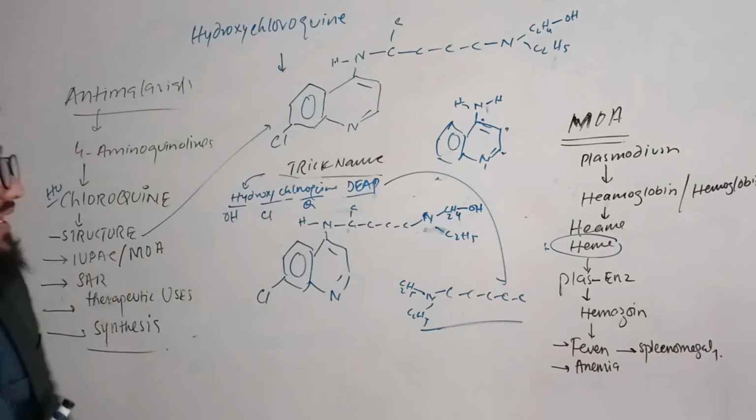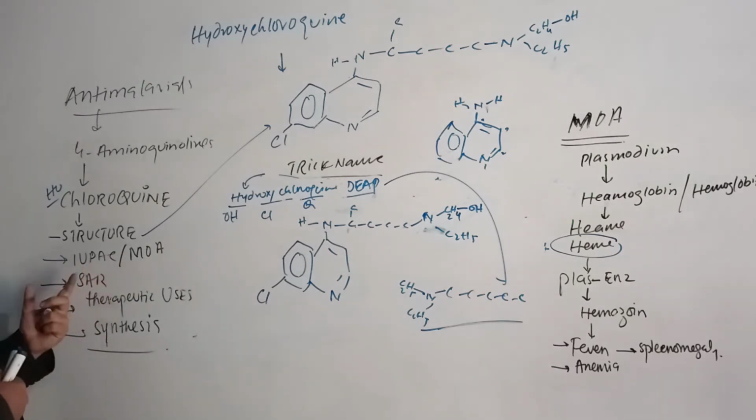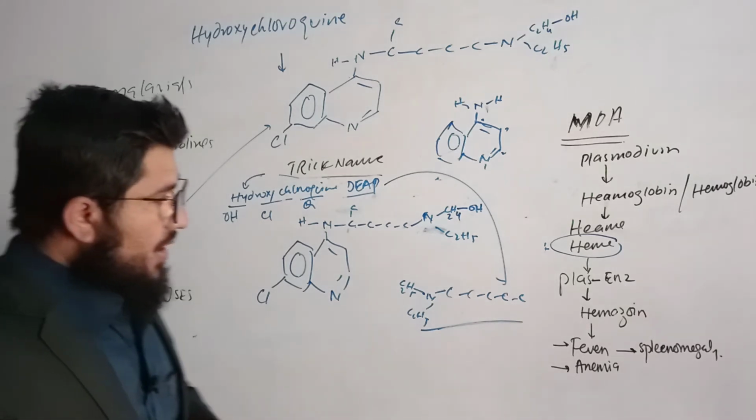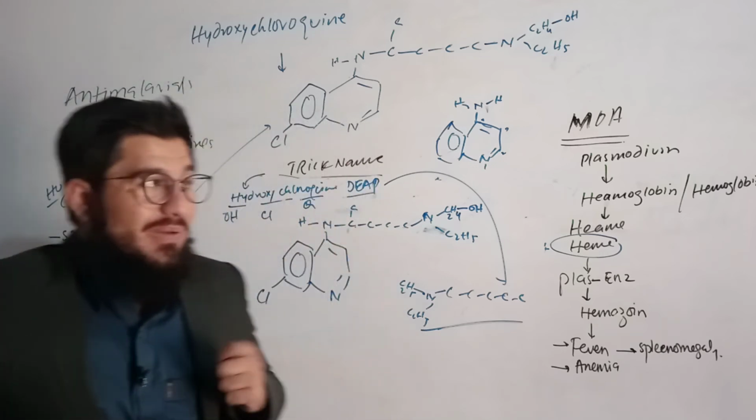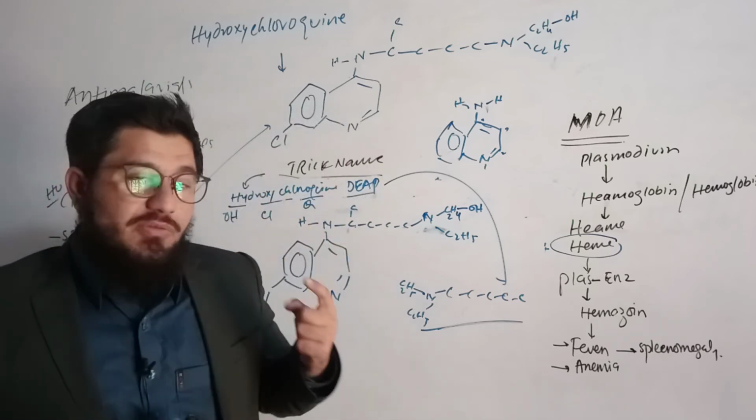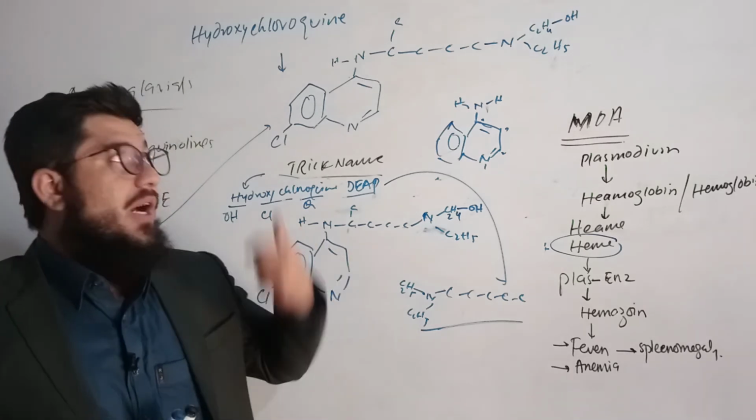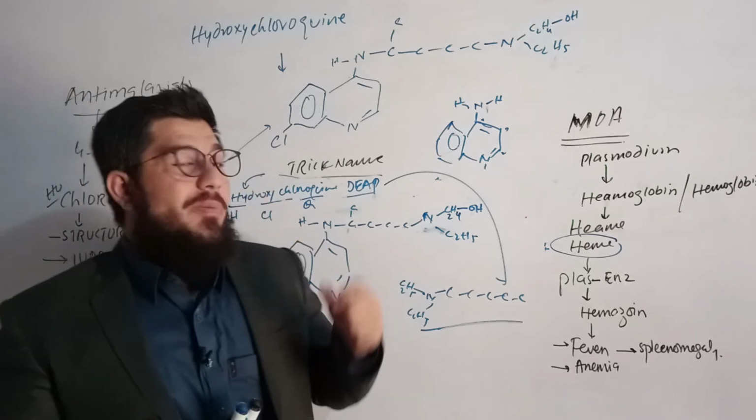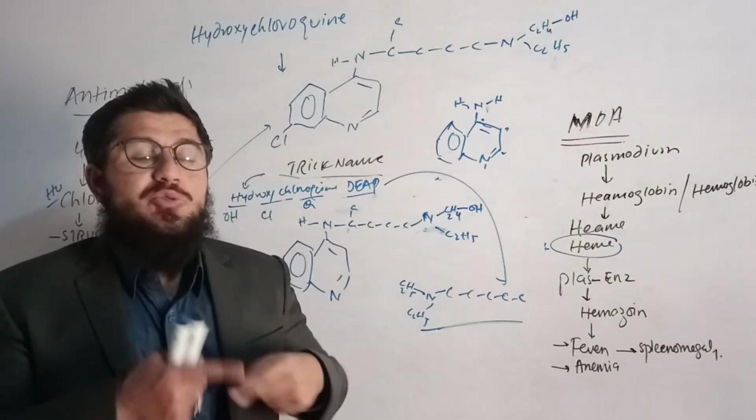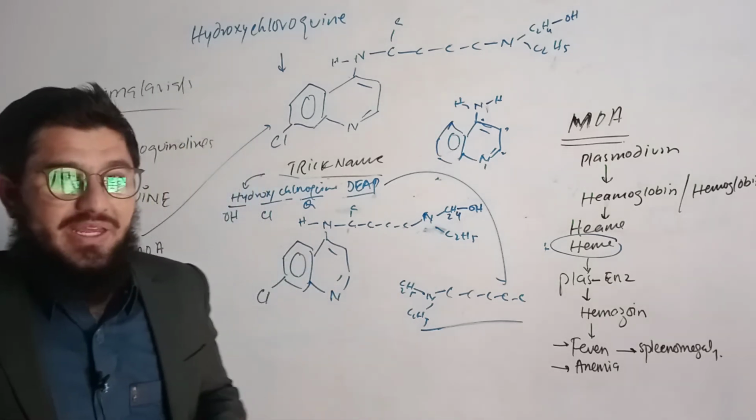And now let's come towards the next points, that is the mechanism of action, IUPAC, SAR, therapeutic uses and synthesis. So coming to the mechanism of action. Regarding the mechanism of action, it is believed that it goes inside the vacuoles of the plasmodium and changes the pH. Hydroxychloroquine is changing the pH, whereby because of the change in the pH, the cell is destroyed. This is the short, brief mechanism of action.